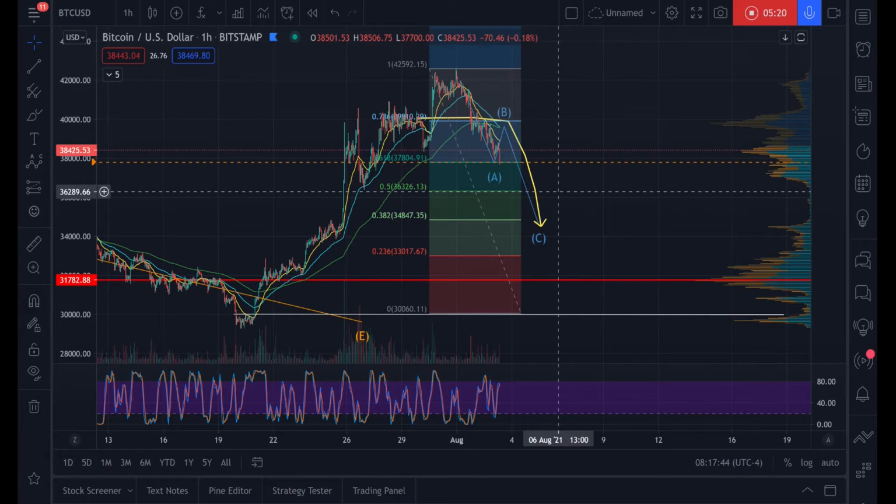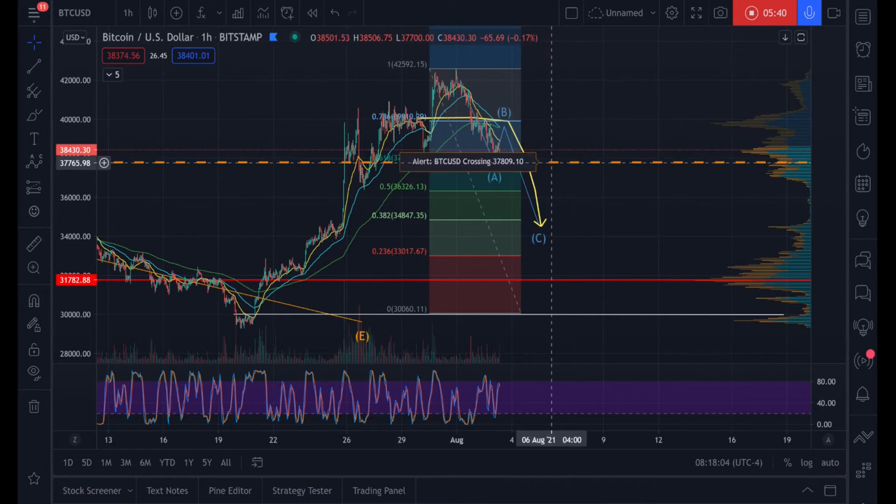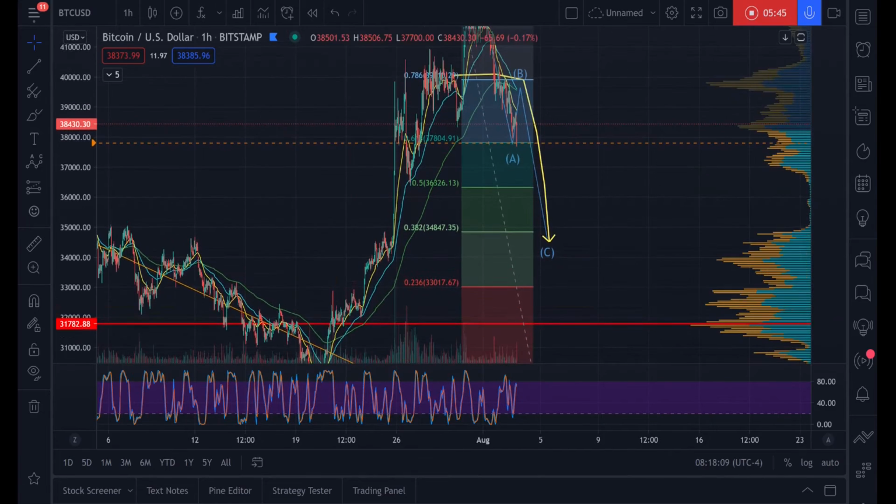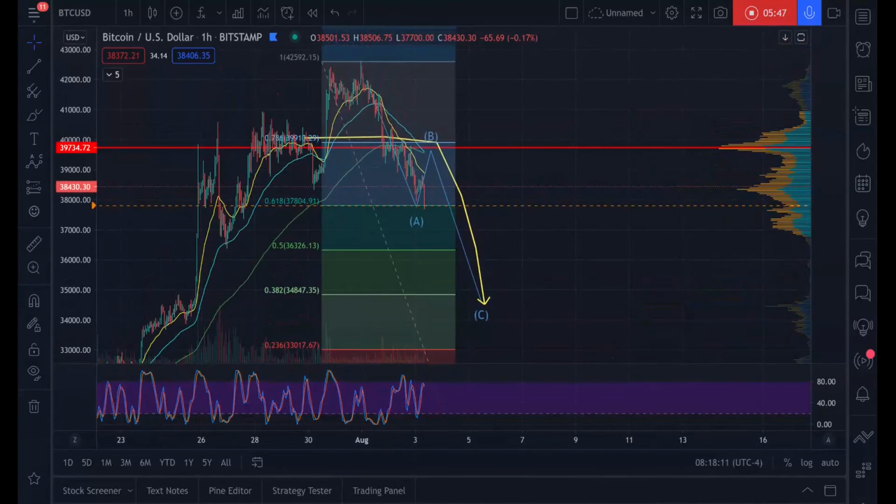You want to set it and forget it. Just set it for the 0.5 level, which is the 36,326 on this chart, basically using this Bitstamp market, or this exchange. But again, it's going to be different on every exchange. So more or less around the $36,000 range. Okay, so that's Bitcoin doing what we thought it was going to do.